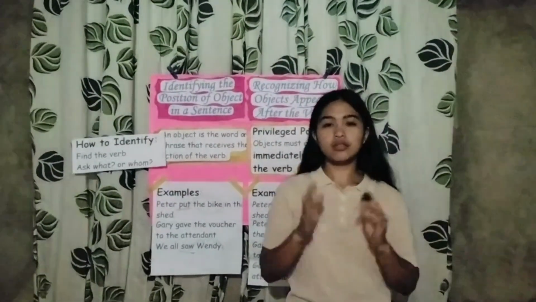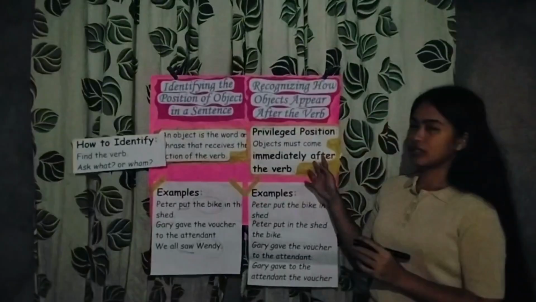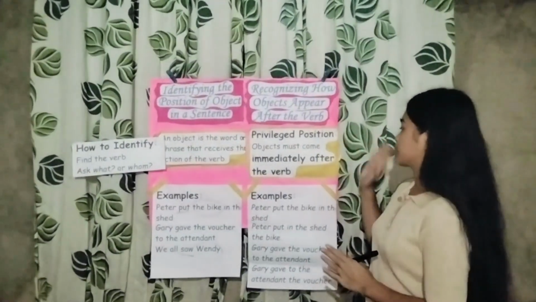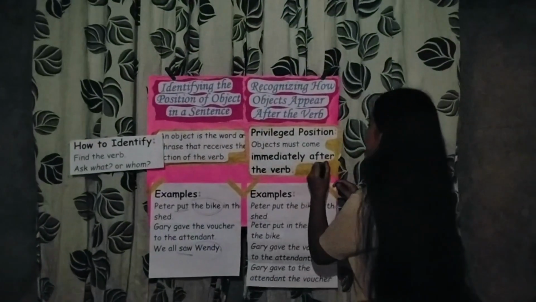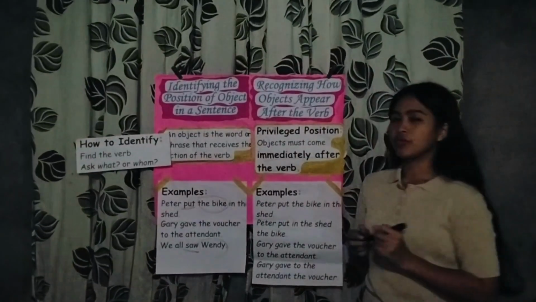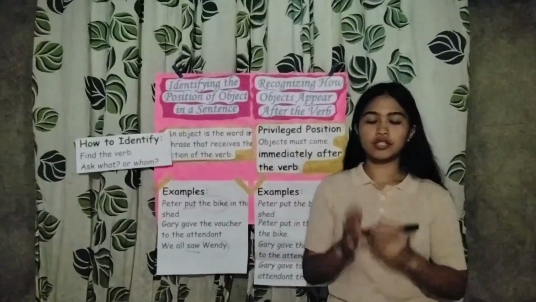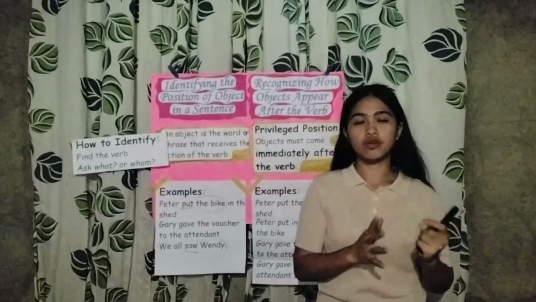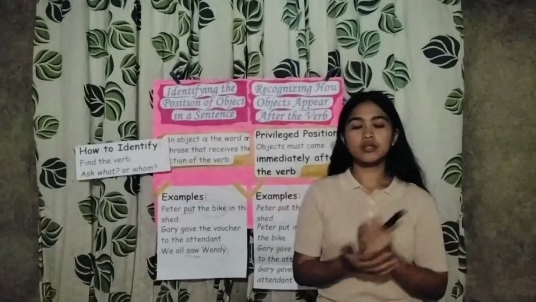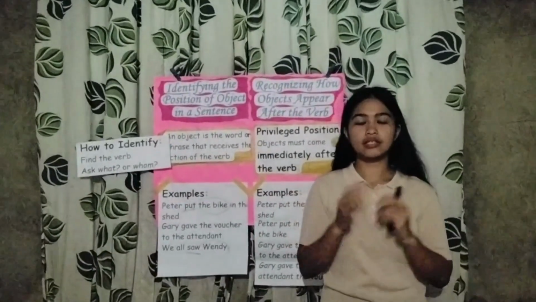About the position, in English, the object has a privileged position. This means that the object must come immediately after the verb, before anything else. For example, a prepositional phrase cannot come before the object. If we change the order of the sentence, it would be ungrammatical.